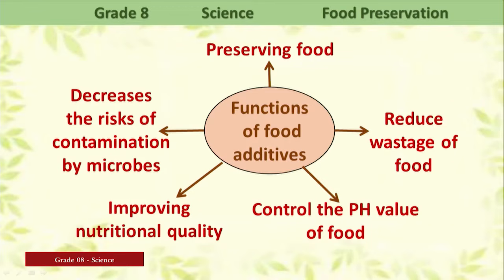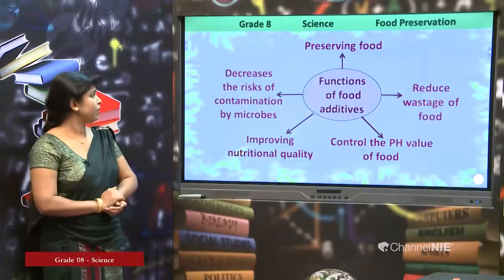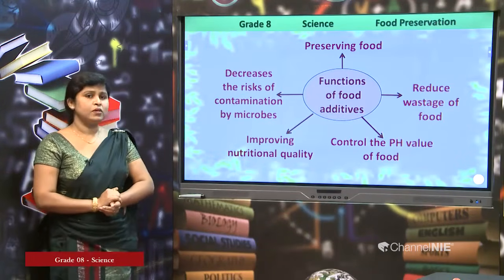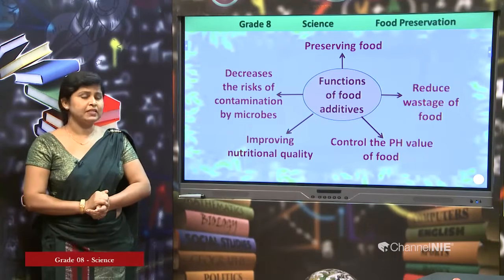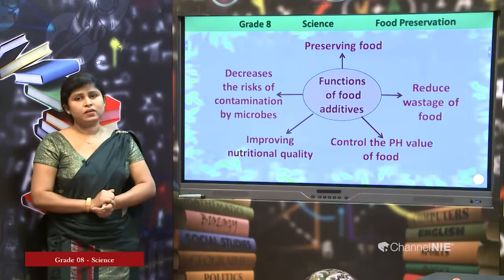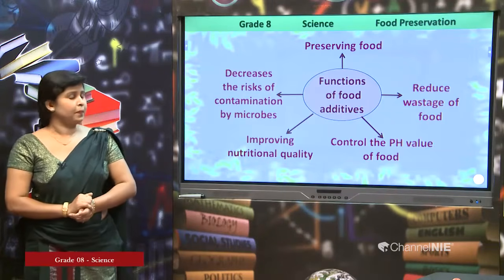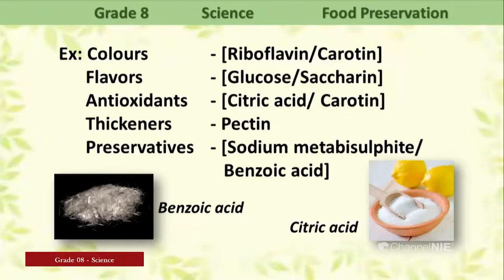Then, it decreases the risk of contamination by microbes. The diseases or other harmful effects caused by the microorganisms are prevented. Now, those are the functions of food additives, right? I have given you different types of food additives, right? Sometimes they can be colors, sometimes they can be flavors, sometimes they can be antioxidants and thickeners also. I have given you some examples also.